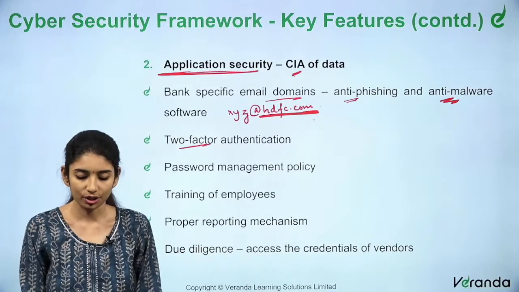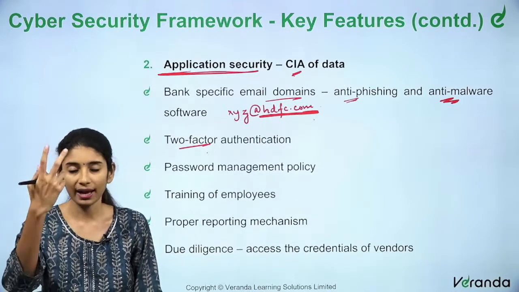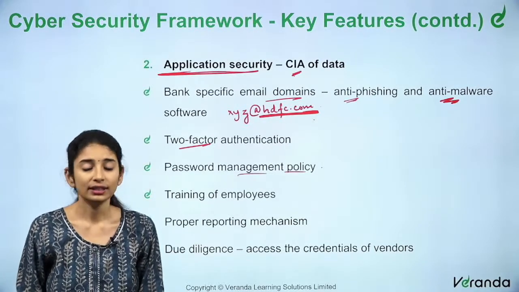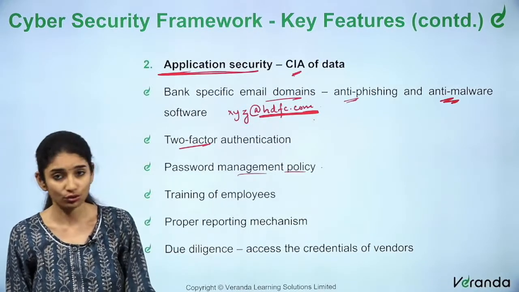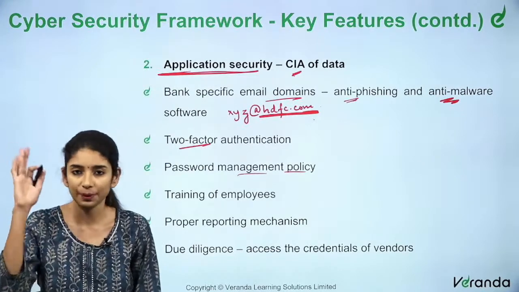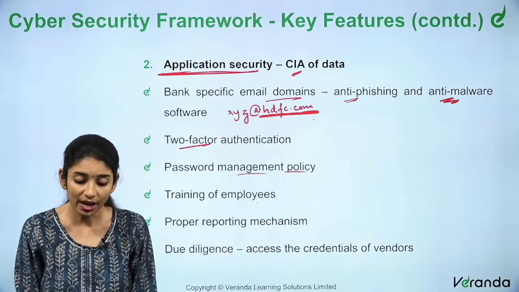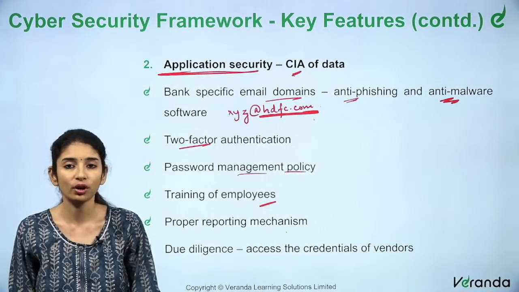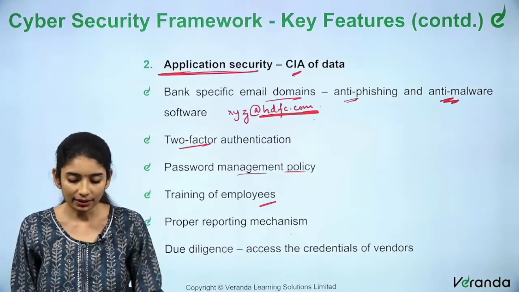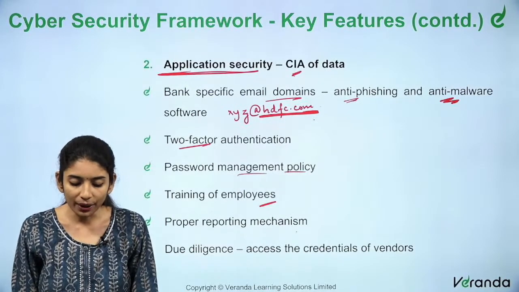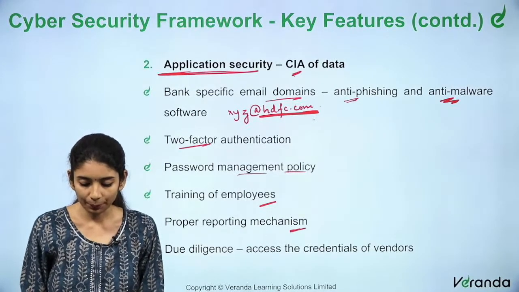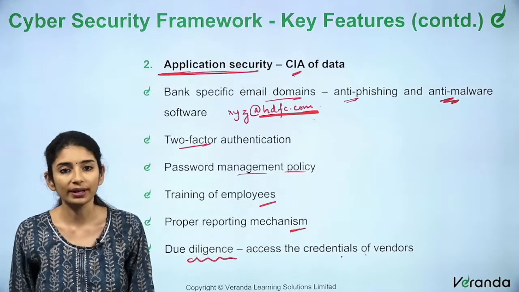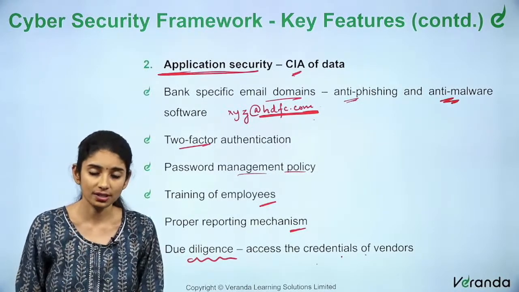Two-factor authentication: password and OTP and user ID. Password management policy: changing the password once in every 3 months, having strong passwords with characters, numbers, special characters, capital letters. Training of employees: make sure that employees are trained very well to handle application security. Proper reporting mechanism. Due diligence: assess the credentials of the vendors that you are dealing with.